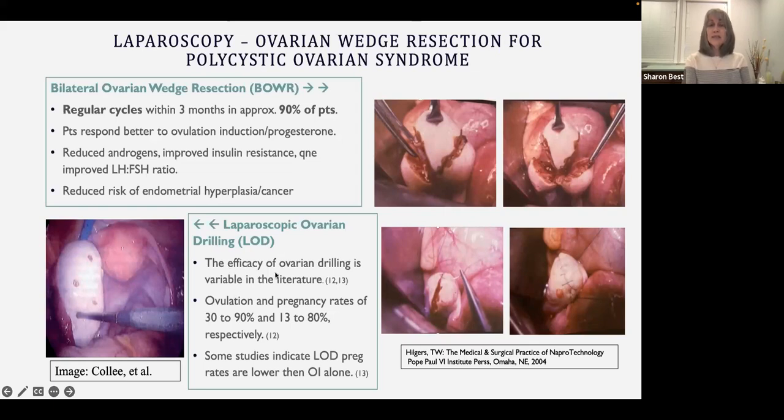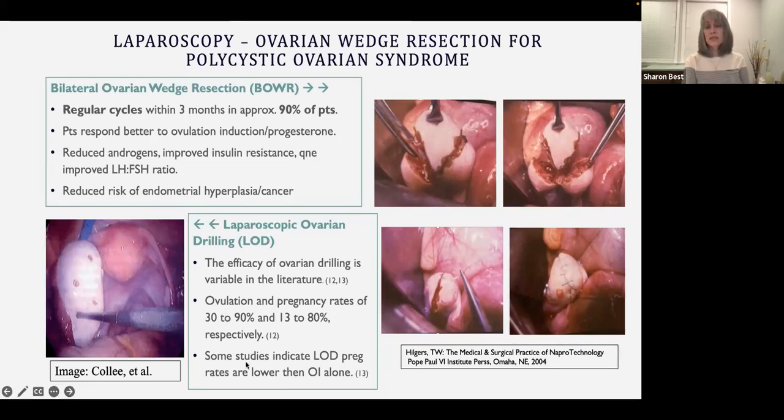And the efficacy of ovarian drilling in returning a woman to ovulation and increasing pregnancy rates is really contradictory in the literature. It varies widely. So some studies say ovulation can be improved up to 30%, others say 90%. Some studies say pregnancy rates will increase 13%, others say 80%. It is used when the woman does not want to do IVF and other modalities are not helping.